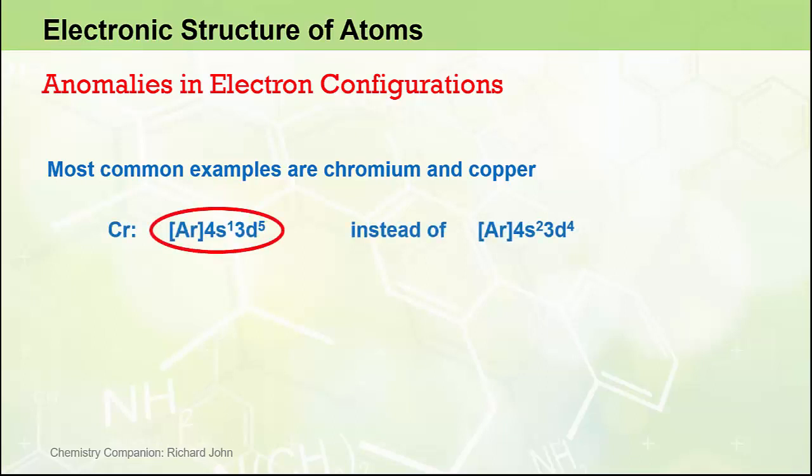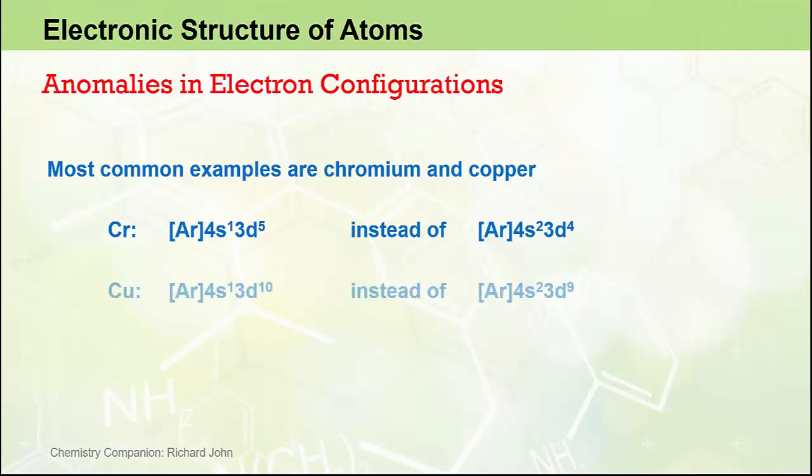The actual electron configuration for chromium has the argon core of 18 electrons, plus 1 electron in the 4s subshell and 5 electrons in the 3d subshell. So the argon core, 4s1, 3d5. Now if we followed the Aufbau principle of filling the lowest energy subshells first, we would expect the argon core, 4s2, 3d4. Similarly with copper, the actual electron configuration is the argon core, 4s1, 3d10, instead of the argon core, 4s2, 3d9, which is what we would expect if we followed the Aufbau principle.